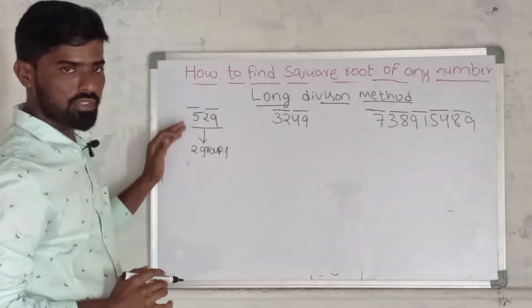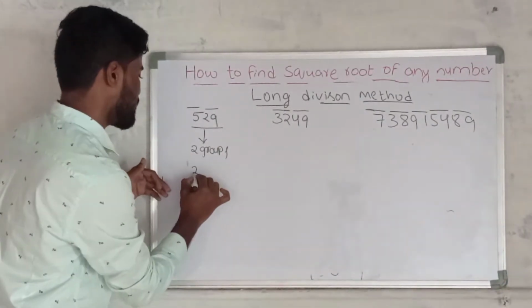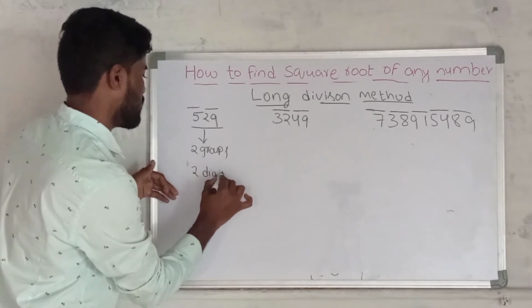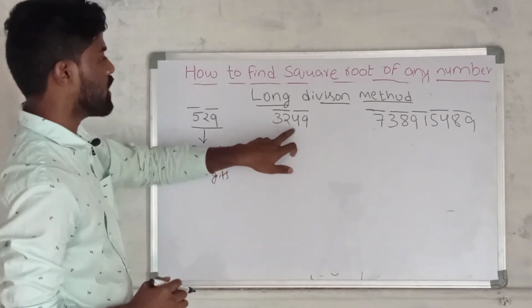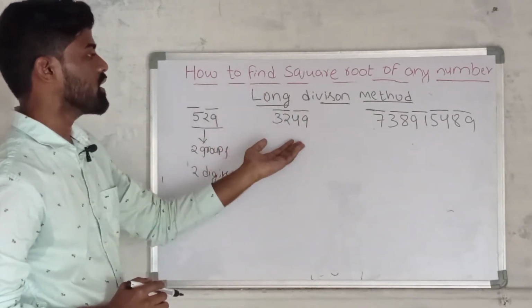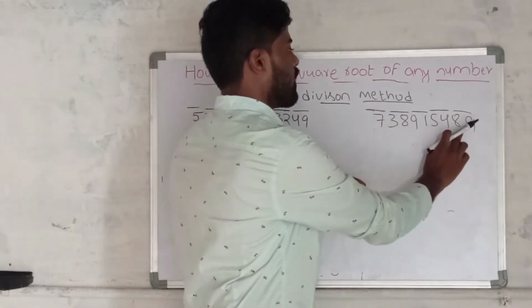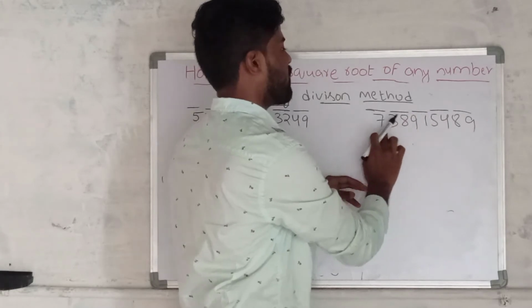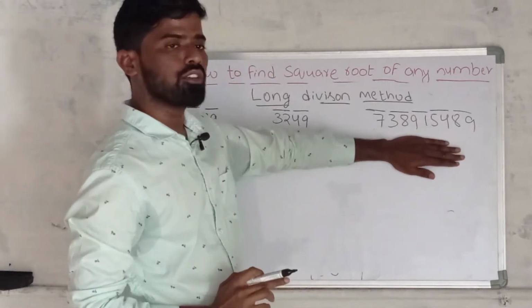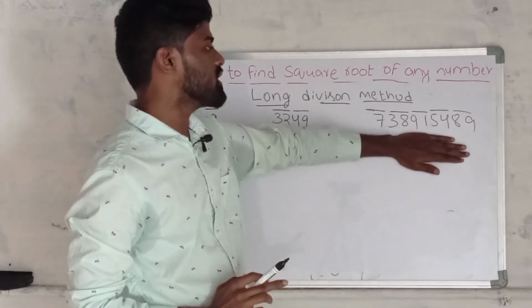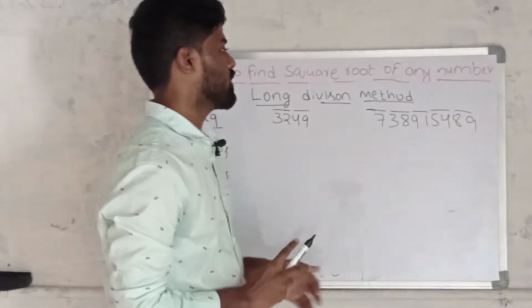The square root of this number should contain 2 digits. Here also there are 2 groups, which means the square root contains 2 digits. Here we have 1, 2, 3, 4, 5, a total of 5 groups. That means the square root of this number contains 5 digits.